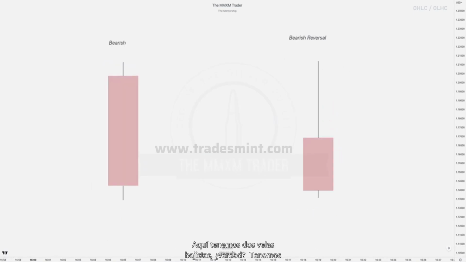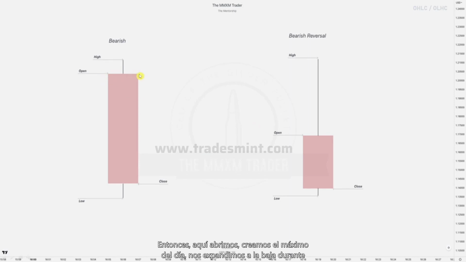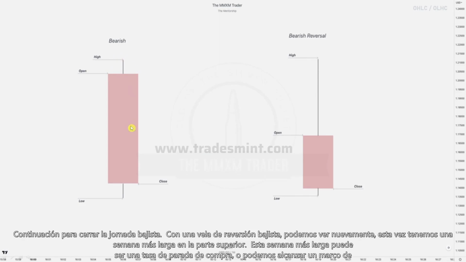So over here we've got two bearish candles, right? We've got that bearish candle and a bearish reversal candle. A bearish candle is an open high low close, right? So over here we open up, we create the high of the day, expand lower during the day, and eventually close out the day down here, thus having a bearish candle. Now again, just like with the bullish candles, the high of the day can be formed during London session most of the time, expanding and having a New York continuation to close out the day bearish.